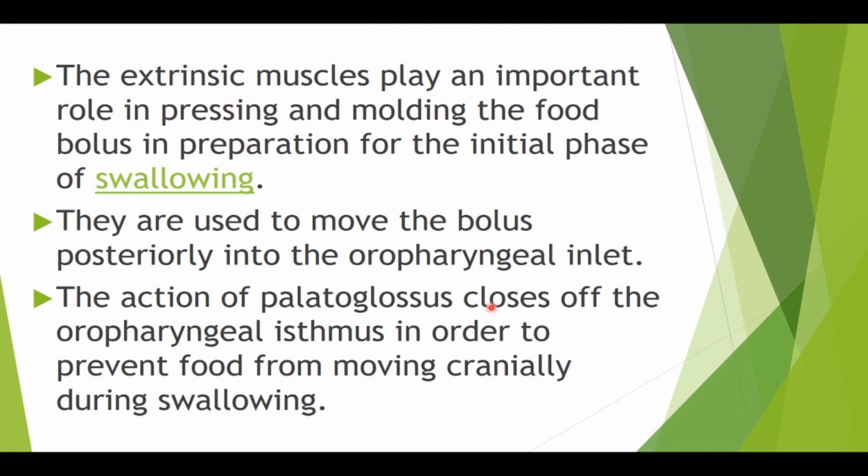The extrinsic muscles play an important role in pressing and molding the food bolus in preparation for the initial phase of swallowing. They move the bolus posteriorly into the oropharyngeal inlet, and the action of palatoglossus is such that it closes off the oropharyngeal isthmus to prevent food from moving cranially or coming back while swallowing.